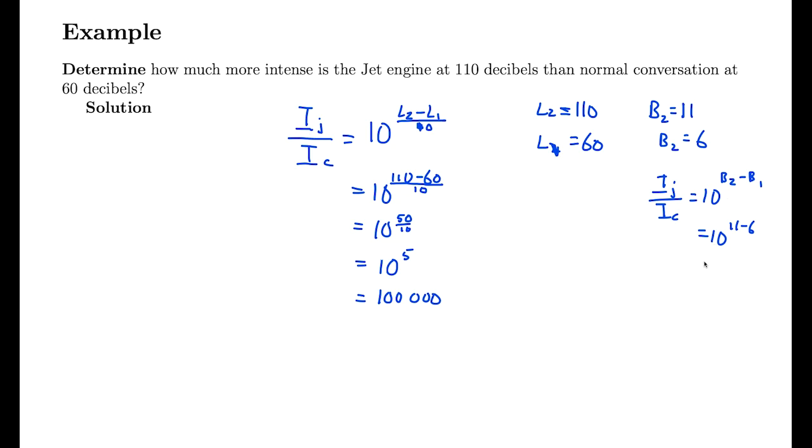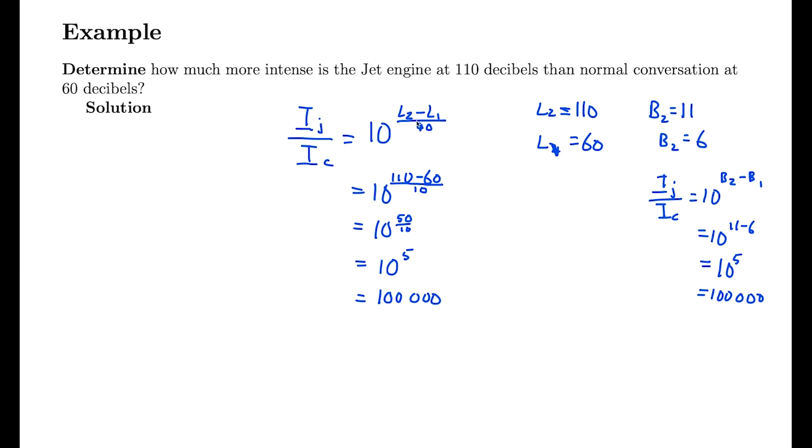If you look at the Bell formula here, you could say, well, this is 10 to the power of 11 minus 6, which is equal to 5. Again, you would get that 100,000. So you have a bit of a choice here. If you want to use the Bell scale, which is a little bit closer to the Richter scale, then you convert all your intensities into bells and then use the Bell scale that's more similar to the Richter scale.